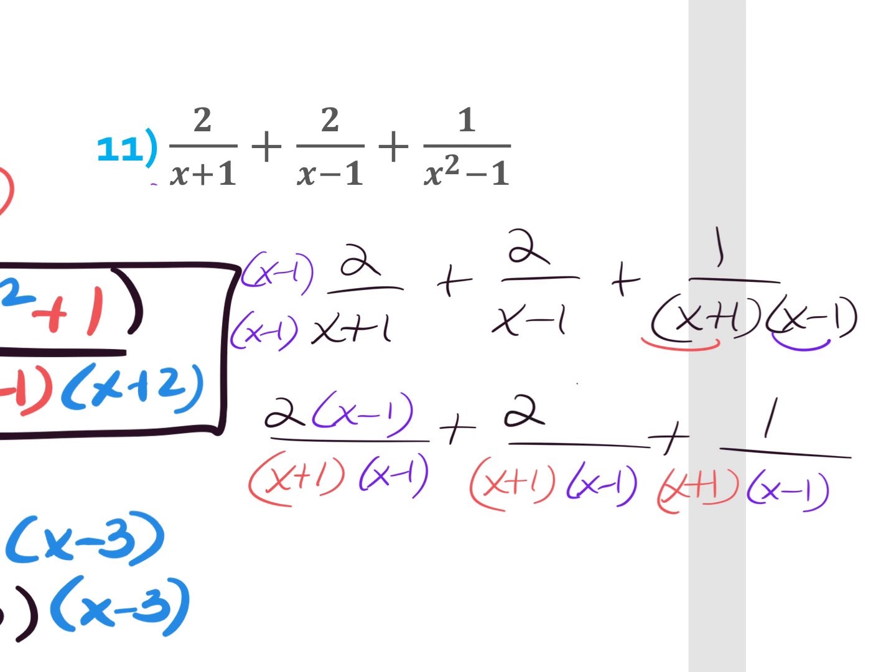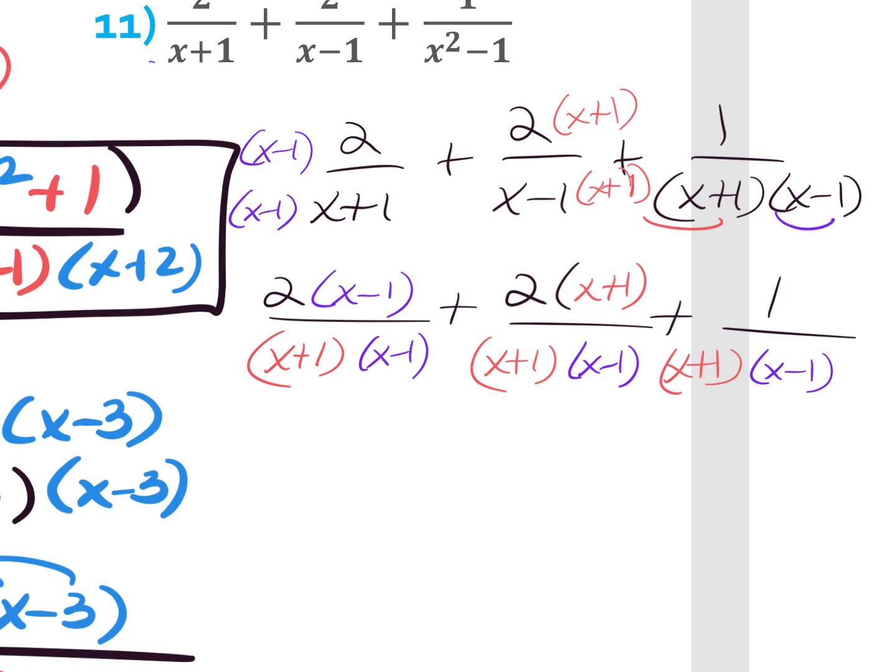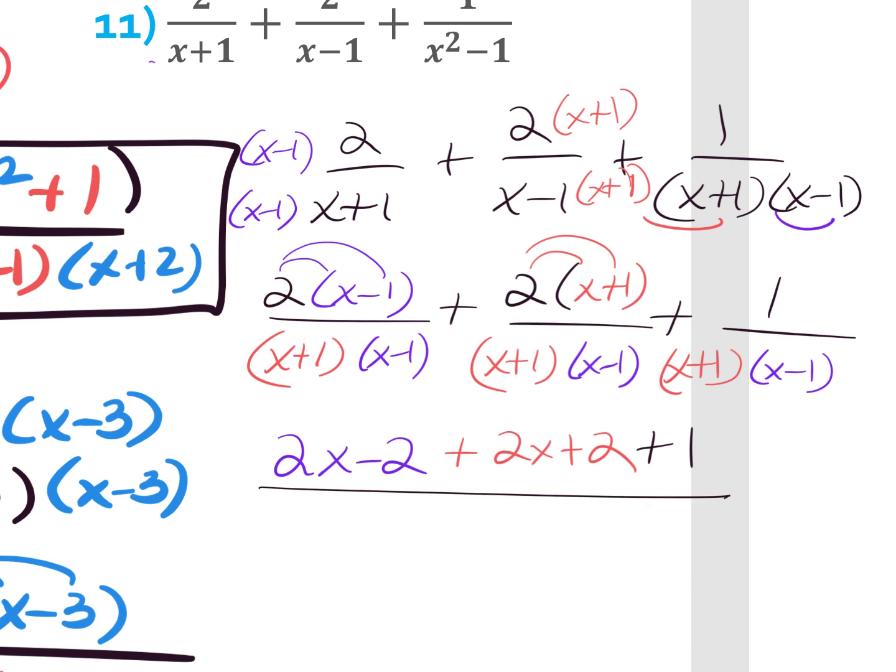The second fraction had the 2, and it was missing the x plus 1. So let me put that here. Now, do not cancel, distribute, combine like terms first. So the first fraction, once I distribute the 2, becomes 2x minus 2. The second fraction, when I distribute the 2, becomes 2x plus 2. And then the last one, it didn't need anything multiplied. It had both binomials. So let me go ahead and write that down there.